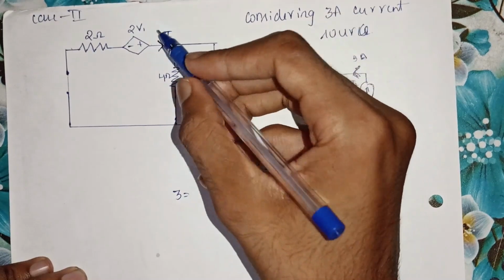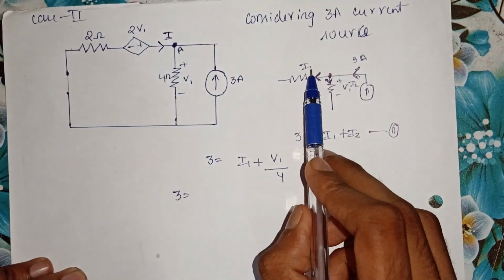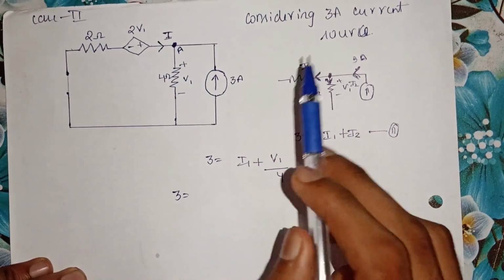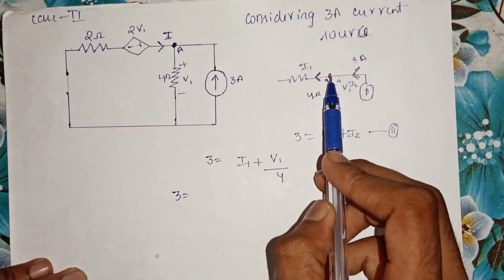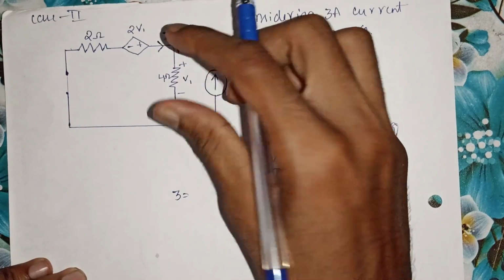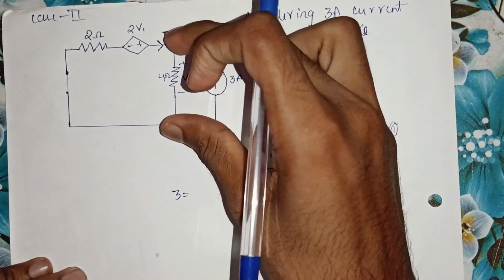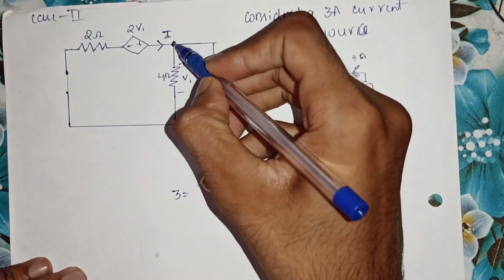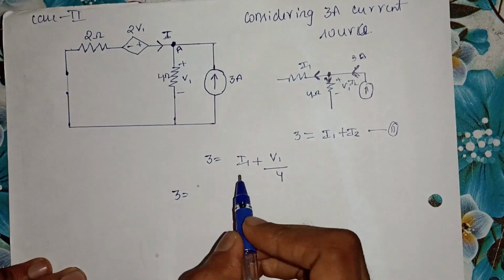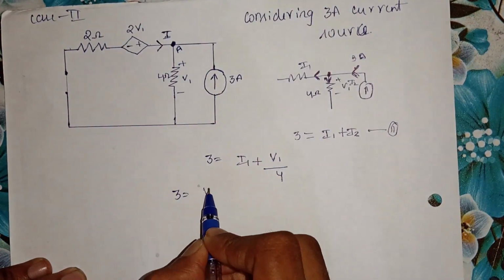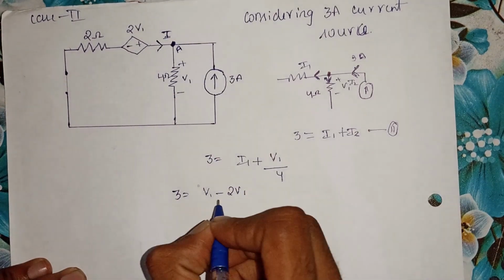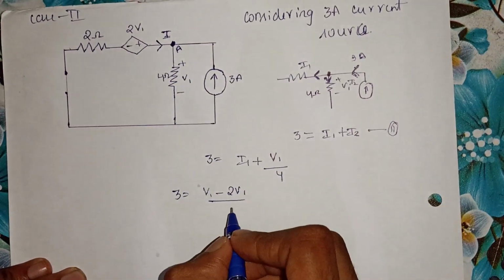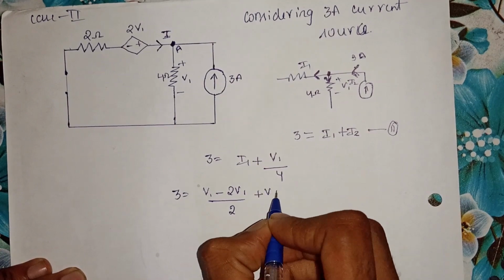So here if you want to find out the current I1, we know that current is nothing but voltage divided by resistance. Here the voltage at node A is simply the voltage V1, right? So the branch voltage is nothing but V1. Similarly the voltage at node A is V1. So I write I1 as (V1 minus 2V1) divided by the resistance 2, plus V1 by 4.